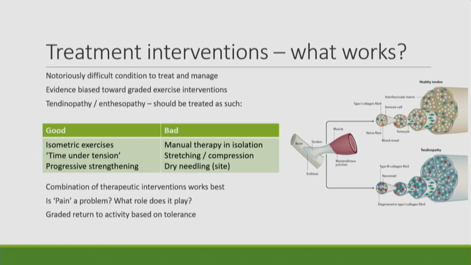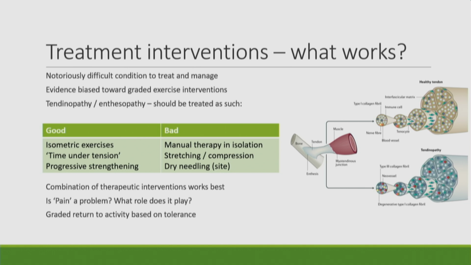So how do we treat it? What's been known to work? It's a notoriously difficult condition to treat for all practitioners, and has been for a very long period of time. The evidence that we see is really biased to an exercise therapy intervention, not necessarily manual therapy as such. It's considered a tendinopathy or an enthesopathy, as described before, so we should be treating it as such.